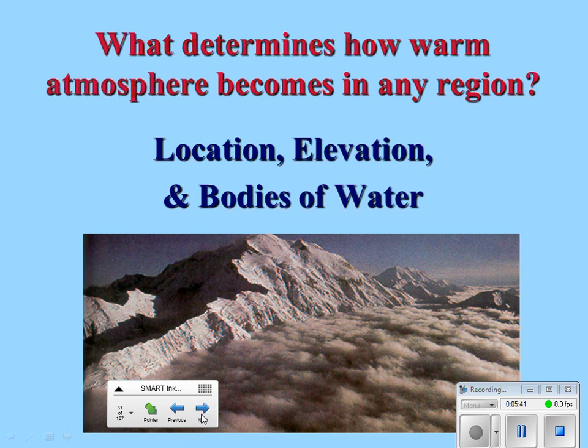What determines how warm the atmosphere becomes in any region? The location, the elevation, and the bodies of water. So where is it located? Is it near the equator? Is it near the poles? The elevation, how high up is it? Remember how we talked about the higher up you go in the atmosphere, in the troposphere, the colder it is. And then how close this place is to bodies of water. Generally, if you're closer to water, you're going to hold temperature better. Whereas if you're in the middle of a continent, temperature is going to vary a lot easier.